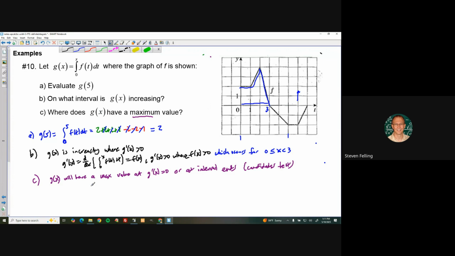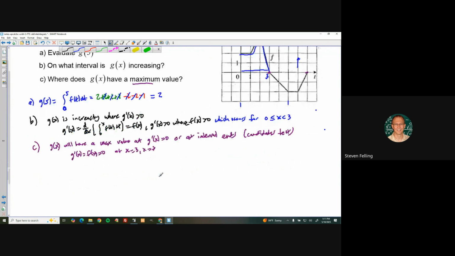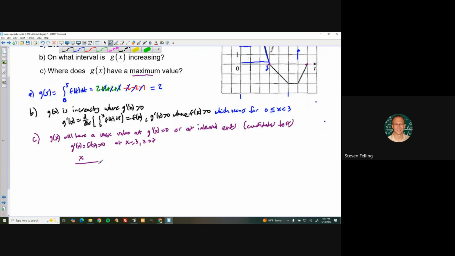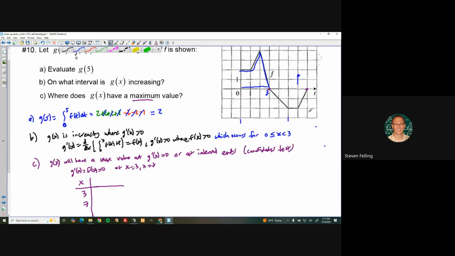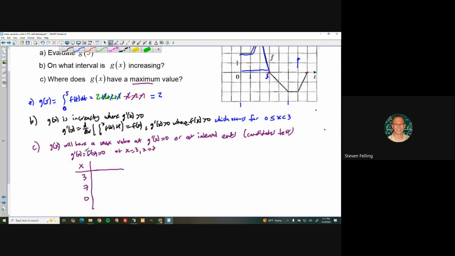All right, so what are the possible locations? Well, g prime of x, we said in part B, is equal to f of x, and that's equal to 0 at x equals 3 and x equals 7. So what we could do here is come up with some table and say candidates for where g could be maximized: at 3 and at 7. And we also have to consider the endpoints. So we already have 7 on there, but we also have to add 0 on there. And then we have to plug this into g, because we're trying to maximize g.